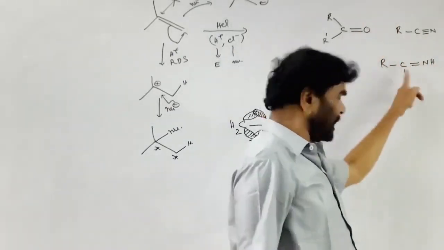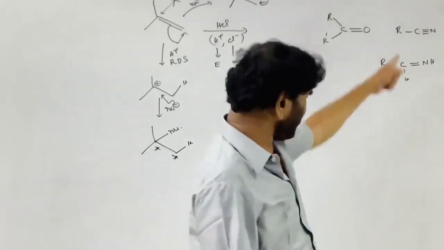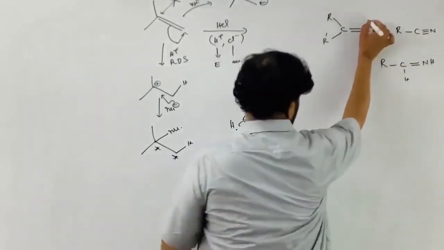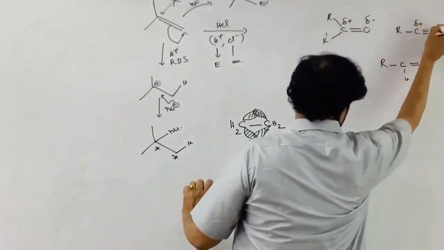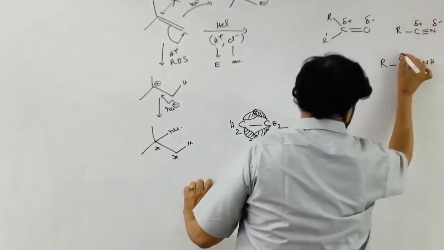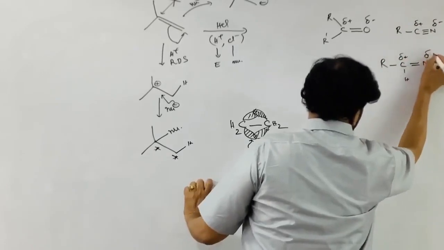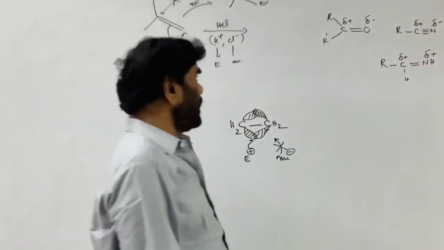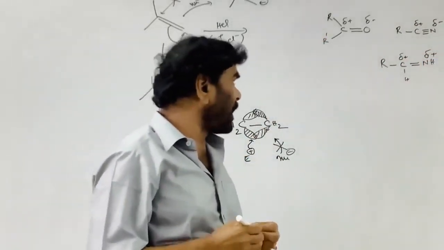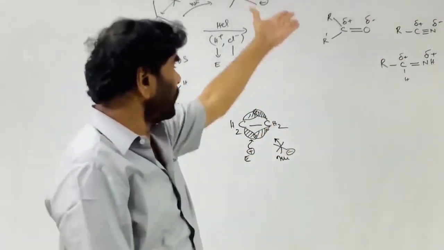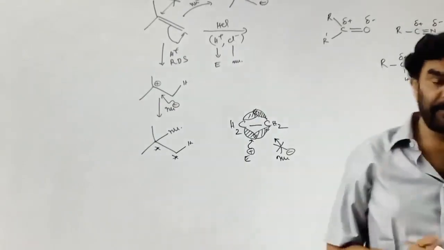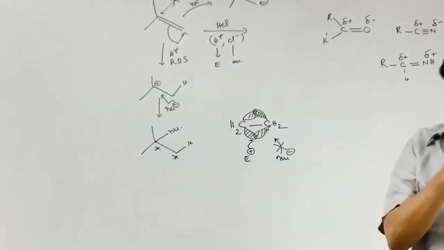If you come to these things, what happens? This is a polar pi bond. This is negatively charged, this is positively charged, this is negatively charged, this is positively charged. Carbon-oxygen double bond, carbon-nitrogen double or triple bond, they are all here, and nucleophilic addition takes place in the carbonyl compounds we discussed.